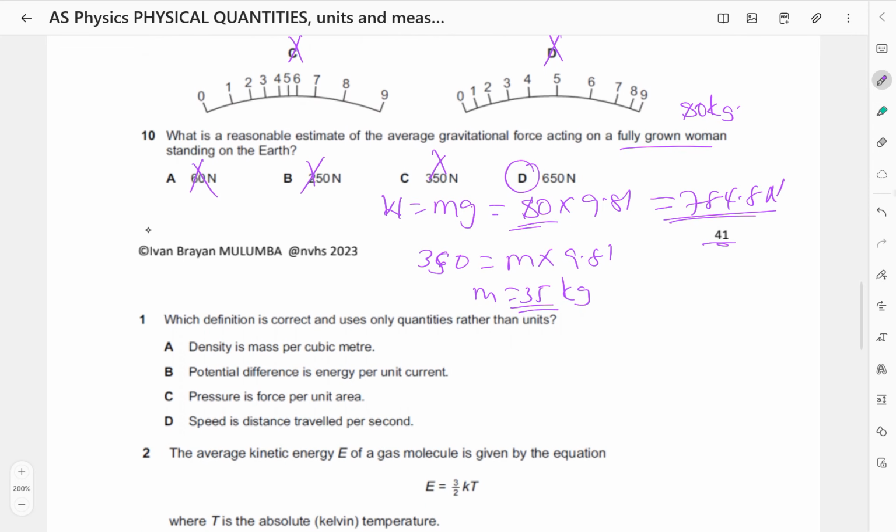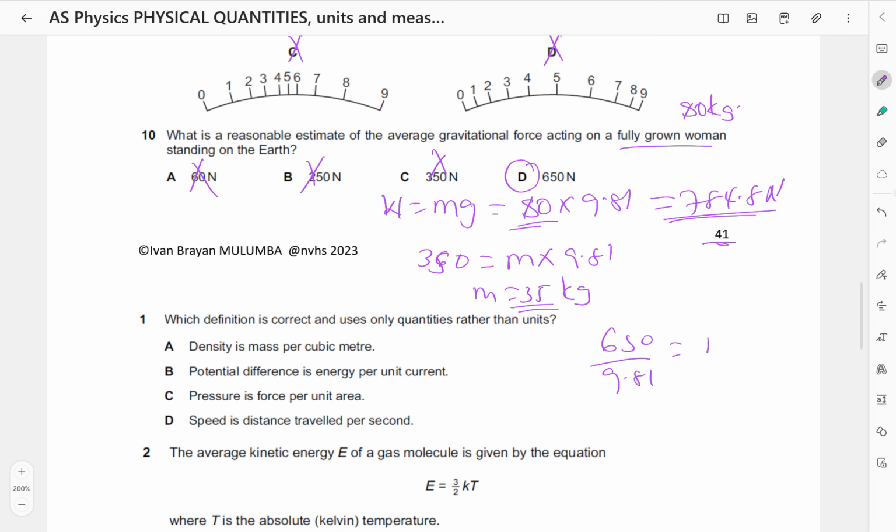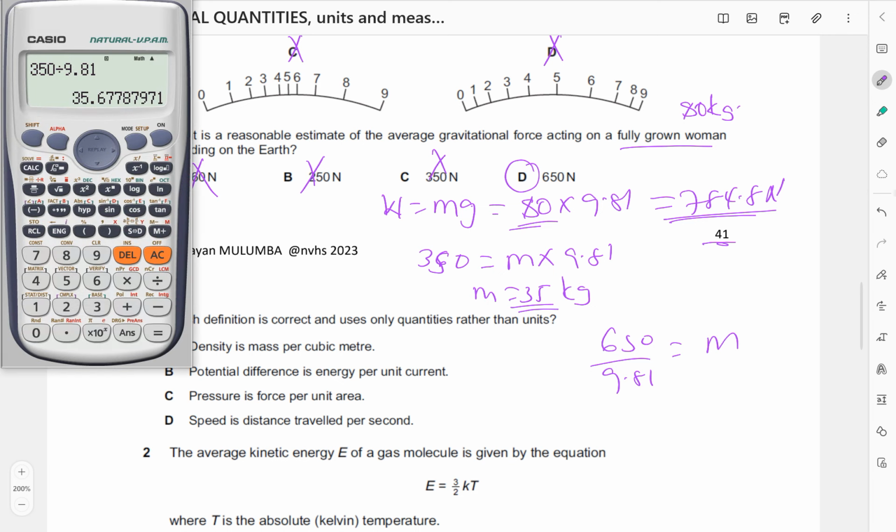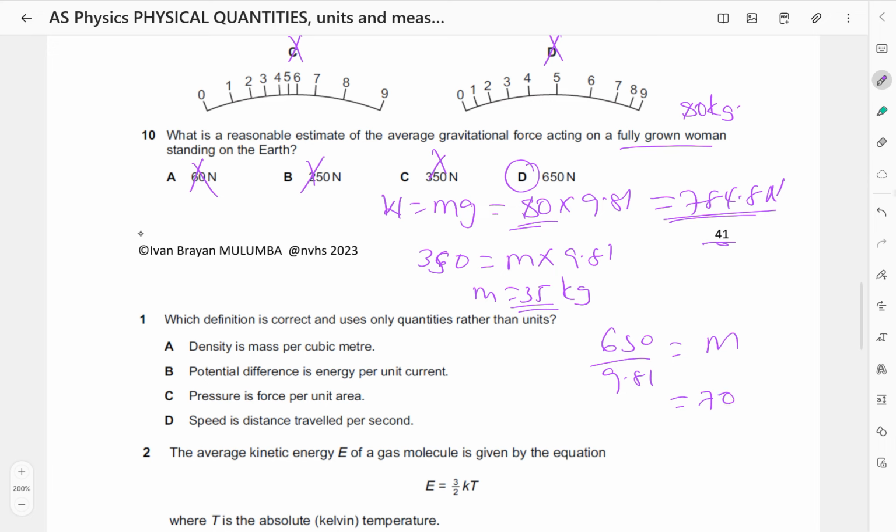But we can check 650 by using the same approach. So 650 divided by g, which is 9.81, should give us the mass. Let's see what mass we are most likely going to obtain for a fully grown woman. So this is 650 divided by 9.81, which gives us 66, or approximately 70. So this gives us a mass of approximately 70 kilograms. So this can be the mass of a fully grown woman.